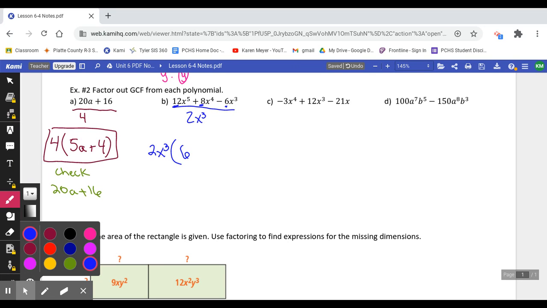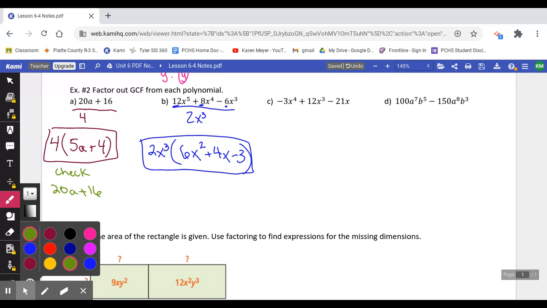Now let's see what somebody else remembers from an older unit. With exponents, if we're dividing, what do we do with our exponents? Hopefully everybody says we subtract them. So x to the 5th minus x to the 3rd would give me x to the 2nd. So remember, we're subtracting the exponents. Plus 8 divided by 2 is 4. Subtract your exponents, and that would be x to the 1st, or x. Minus 6 divided by 2 is 3. And if I subtract my exponents, it's 0, which means no x's. So I'm done.